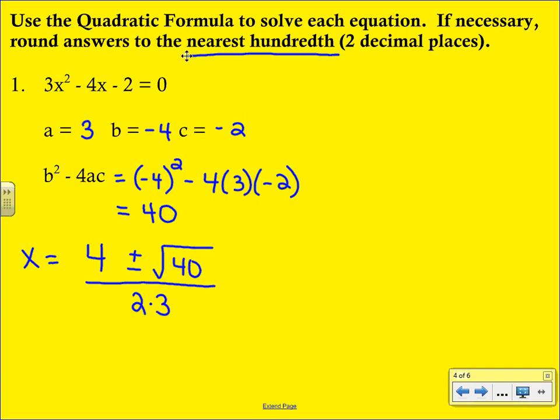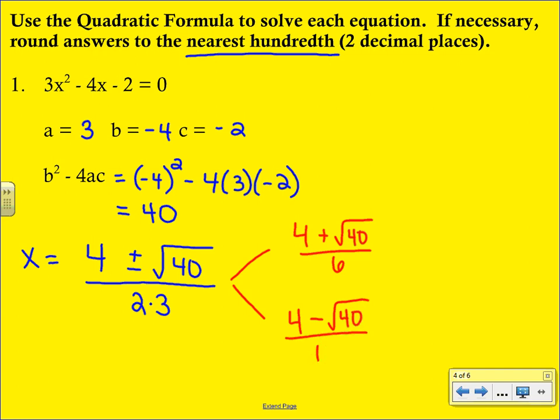Now the plus or the minus is sometimes confusing to students. So what we do is we basically just split it into 2 different cases. So on the top, we're going to do 4 plus the square root of 40 divided by 6. And on the bottom, we're going to do 4 minus the square root of 40 divided by 6.